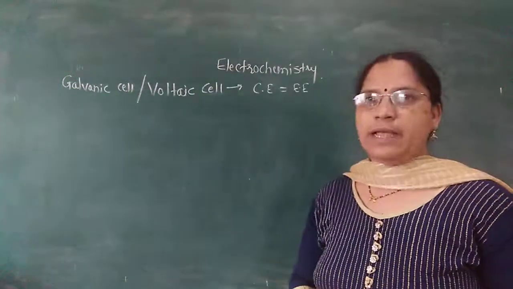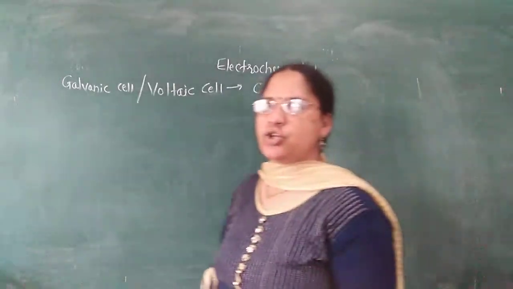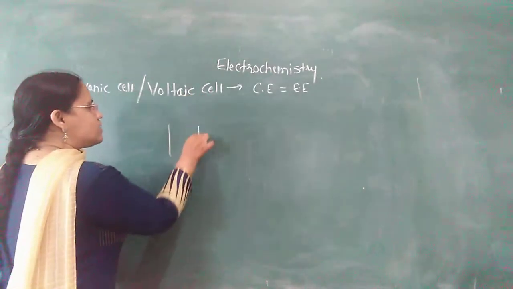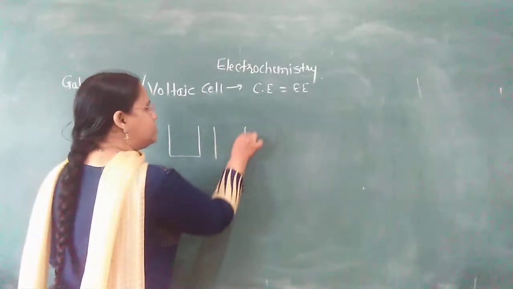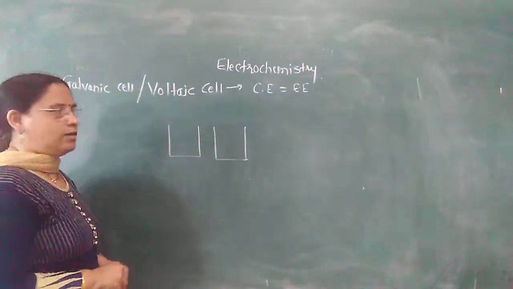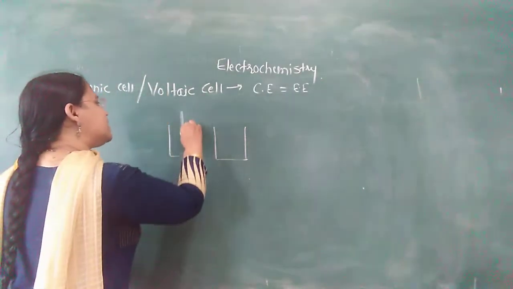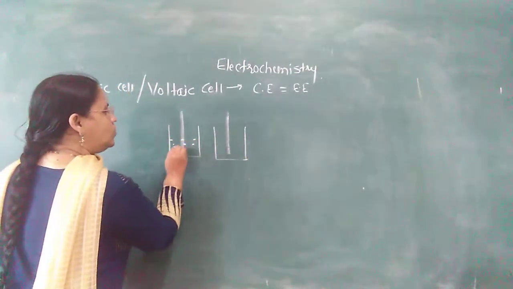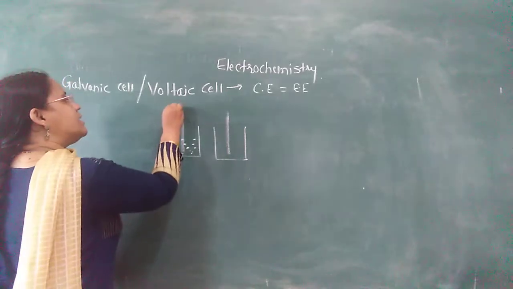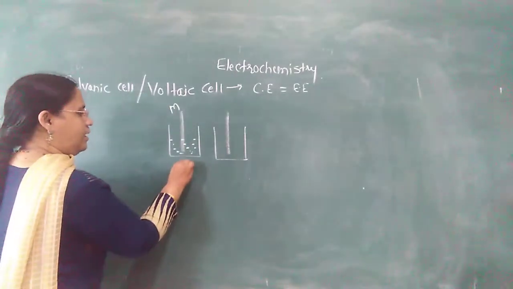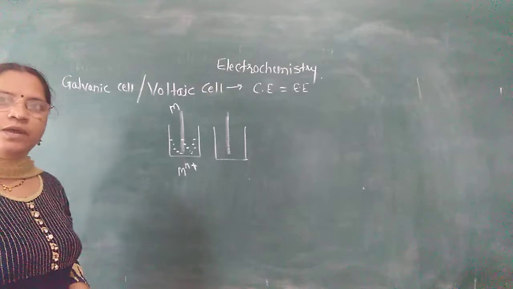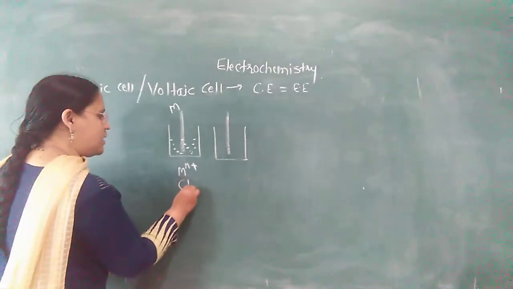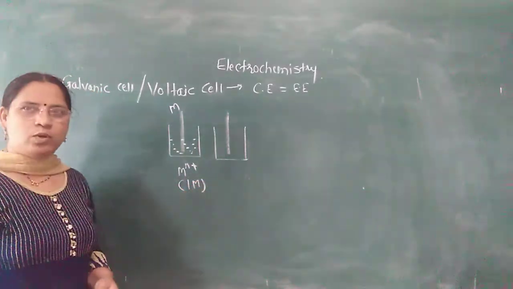So how to construct the galvanic cell, that part we will discuss. Construction of the galvanic cell or voltaic cell. This galvanic cell consists of two containers, each containing a metal strip immersed into the solution of its own ion. Suppose this is metal strip M. It is in a solution of its own ion, which will be Mn+, having a specific concentration. Suppose the concentration is 1 molar.